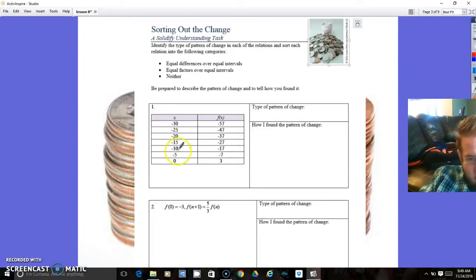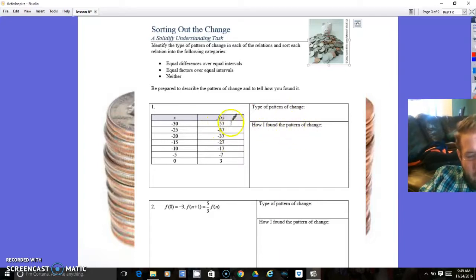Alright, so looking closely at this table, notice that the x increments are increasing at a steady rate. That is important that you always look at the x because the x's don't always go in order. So these are increasing by 5 each time, and these are increasing by 10. Yes, that is an increase of 10 there as well. That is an arithmetic pattern. If it's an arithmetic pattern, that means it has equal differences over equal intervals. These are equal intervals, and these are equal differences. So that is an arithmetic pattern.